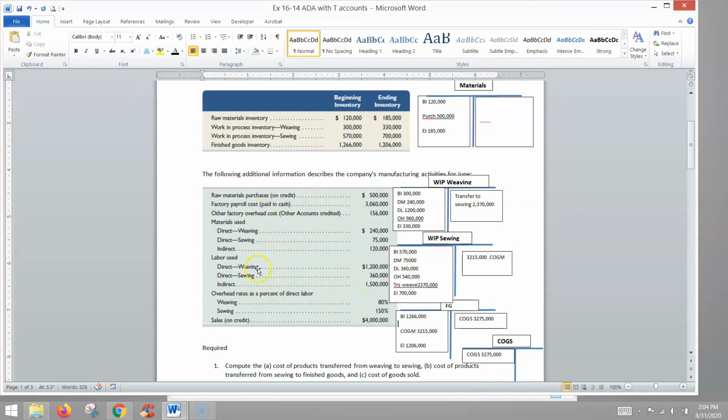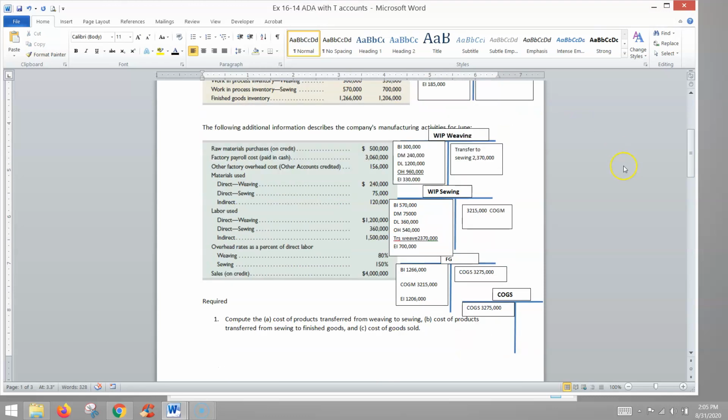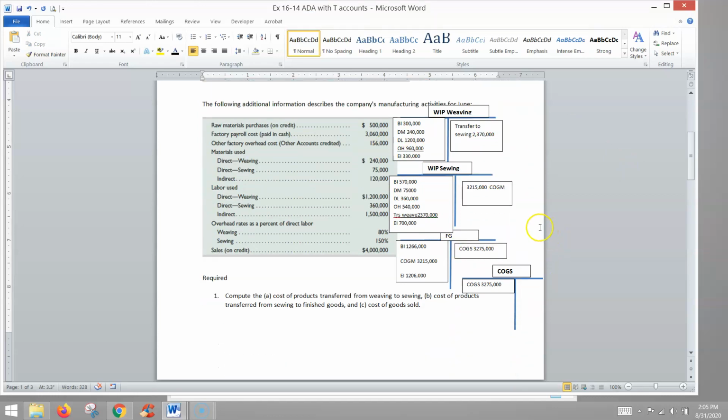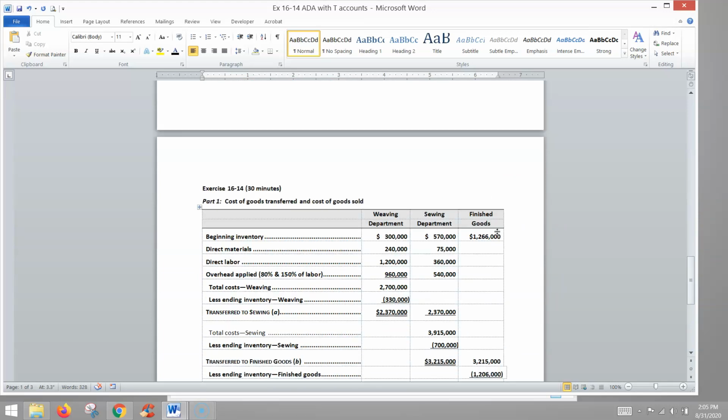There are a couple other things it gave us. We didn't really need them to answer the questions, but if we wanted to determine the total direct materials used, we could take beginning inventory plus purchases minus ending inventory, and that would give us the direct materials used. Again, that's one way to calculate and show the movement through the inventory accounts. You can also do the same calculations using the table.